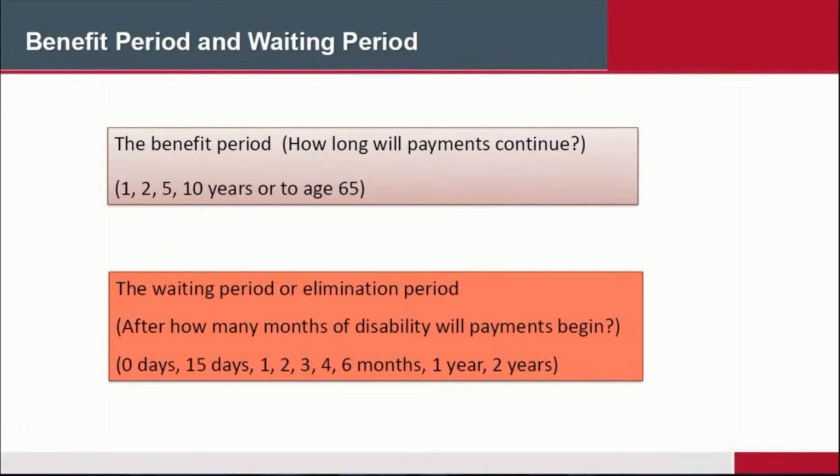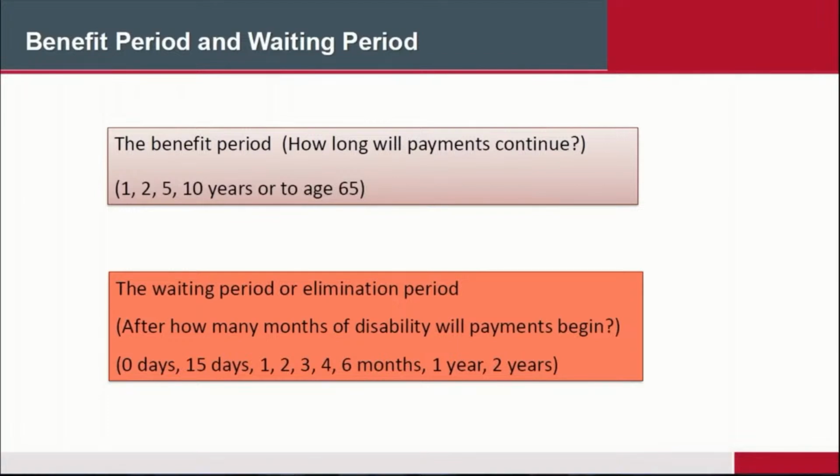So if you have another disability, for example, they'll obviously pay you again, because remember, you can have multiple disabilities. So all we're saying is that the benefit period doesn't mean the policy expires at the end of the benefit period. All we're really saying is that we have a payment period of 10 years, 5 years, whatever. I say the most common is 2 years, 5 years, 10 years, age 65.